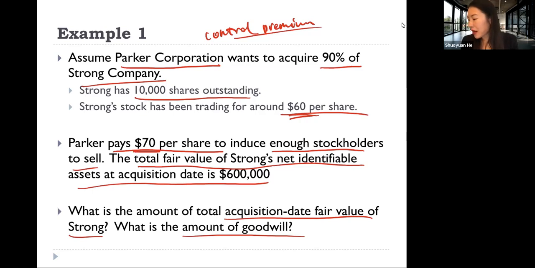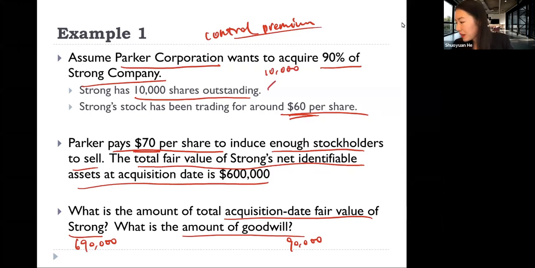So what is the amount of total acquisition date fair value of Strong? The answer is 690,000. And what is the amount of goodwill? The answer is 90,000. How do we get those numbers? First, let's look at this: Strong has 10,000 shares. Those are the total number of shares. And Parker obtained 90% of these 10,000 shares, which means that Parker has 9,000 shares.